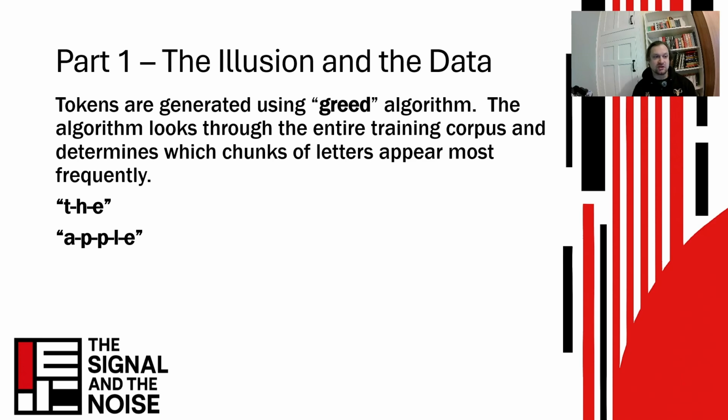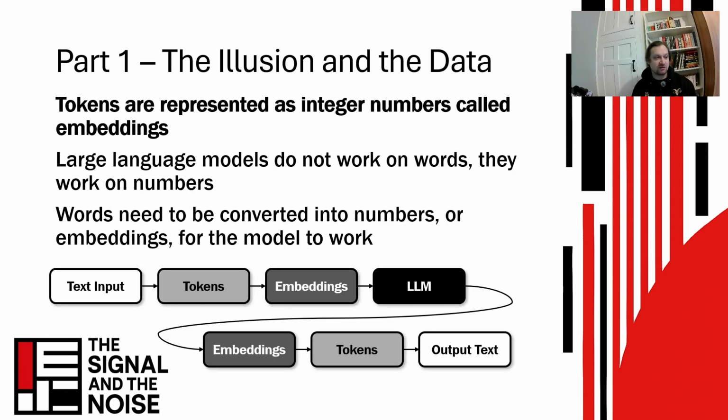They're generally generated using a greedy algorithm from the training data. This looks through the entire training corpus, all of the words, all of the language it's been trained on, and determines which chunks of letters appear the most frequently. So, for example, THE is going to appear quite a lot, and again, our previous example, apple. These tokens are then represented as integer numbers, or whole numbers, called embeddings. Large language models don't work on the words, they work on the numbers, they work on the embeddings.